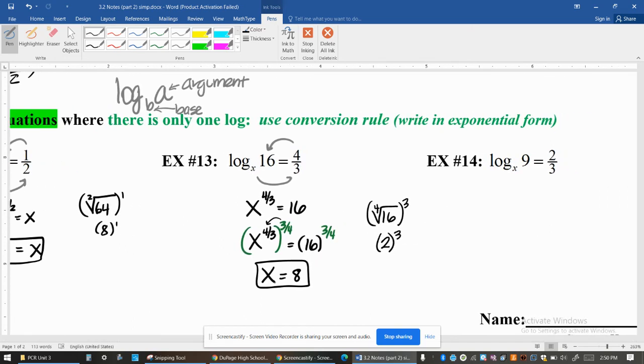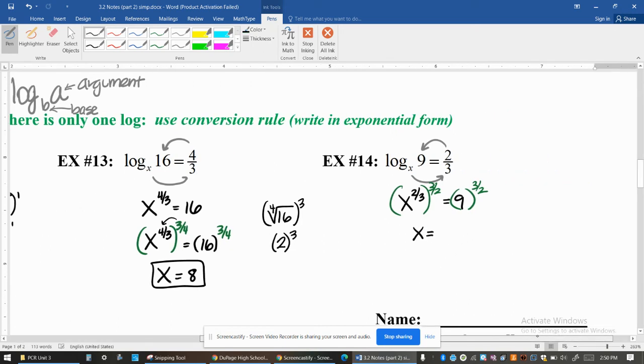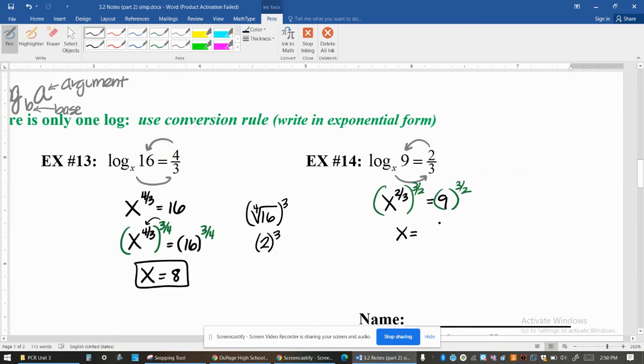Okay, and then last but not least, I'm going to go ahead and do whoop whoop. So I got x to the 2/3 power equals 9. I'm going to use the reciprocal of 2/3, which is 3/2. So those cancel and give you just x to the 1st power. 9 to the 3/2 power is the same thing as the square root of 9 to the 3rd power. Square root of 9 is 3, and 3 cubed, you got it, 27.